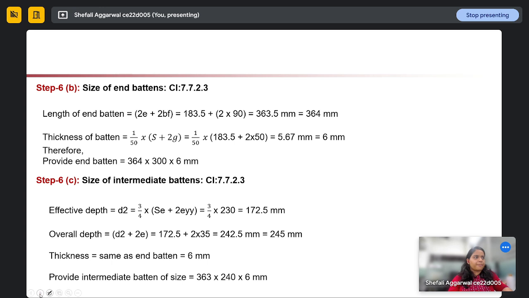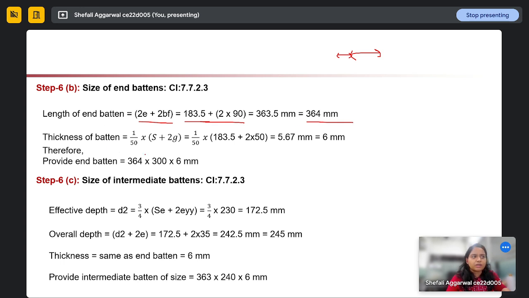Okay. Next thing is the size of the end batten. We have calculated the depth. Now we need the length and width of the end batten. The length of the end batten is given by 2E plus 2BF. Using this formula, this is the spacing between channel sections plus 2 times BF, 2 times the width of the flange of the channel section. So we are getting the length of our end batten as 364 mm.